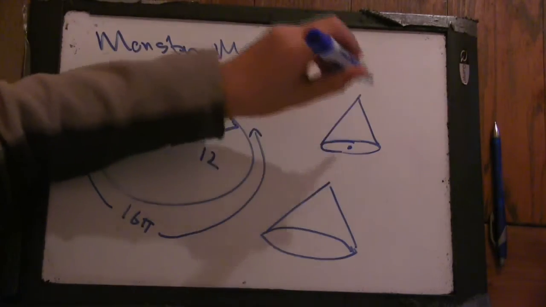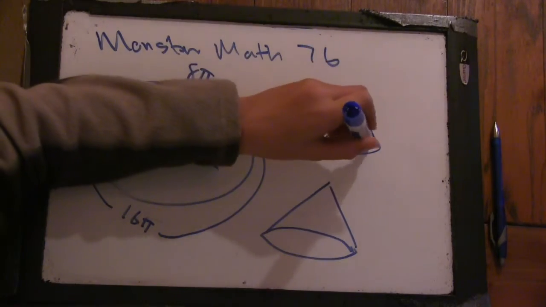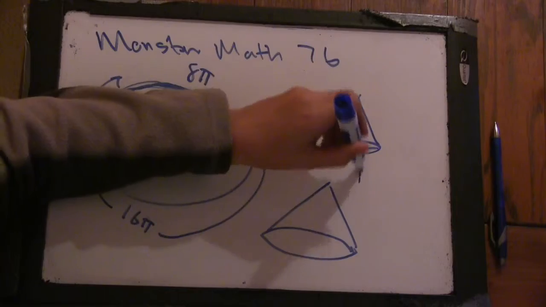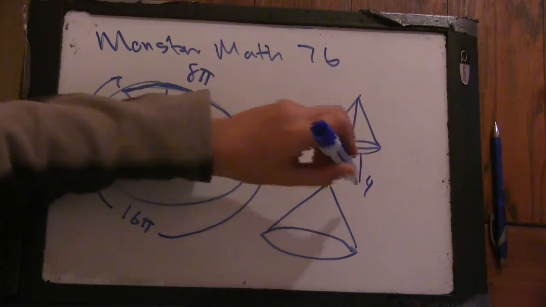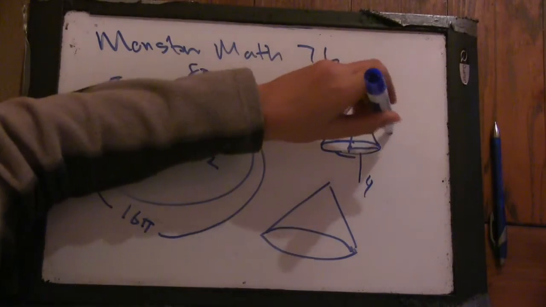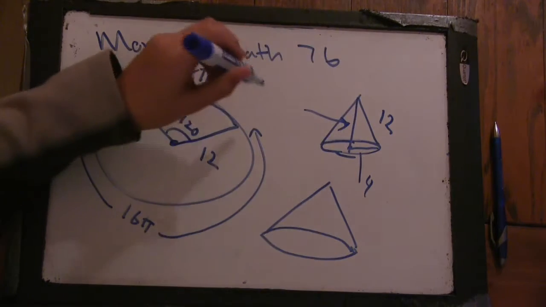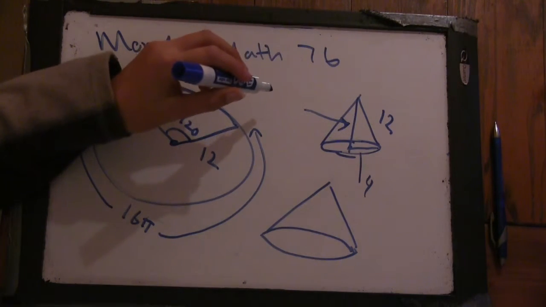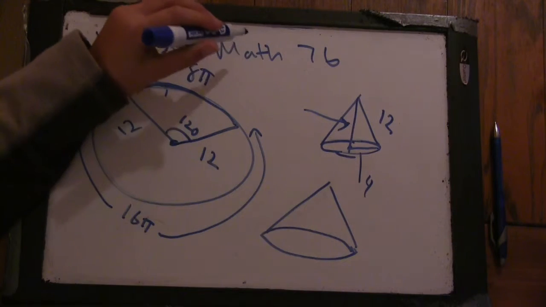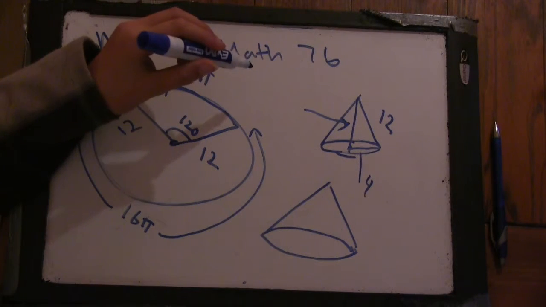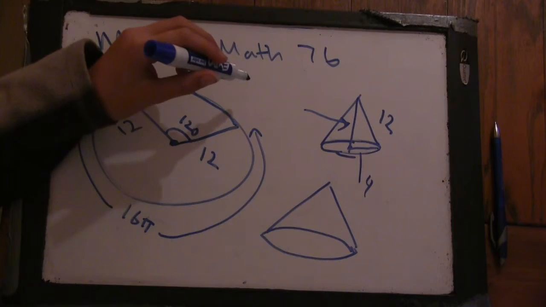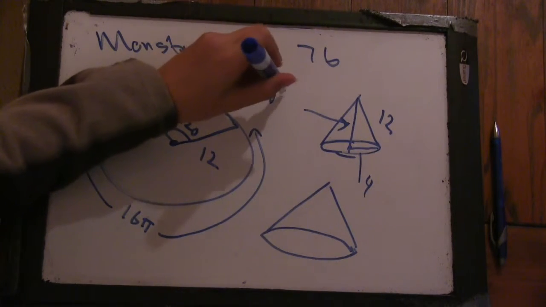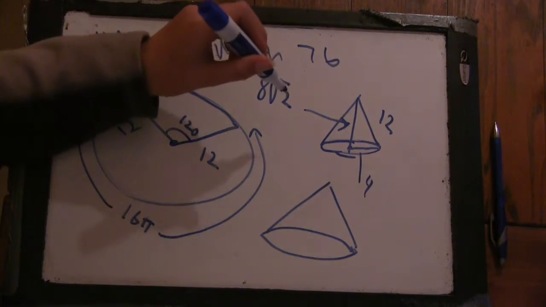So this is 8 pi, that means the radius is 4. Slant height is 12. The normal height squared is 144 minus 16, which is 128. Square root of 128 is 8 root 2. This is 64 times 2.